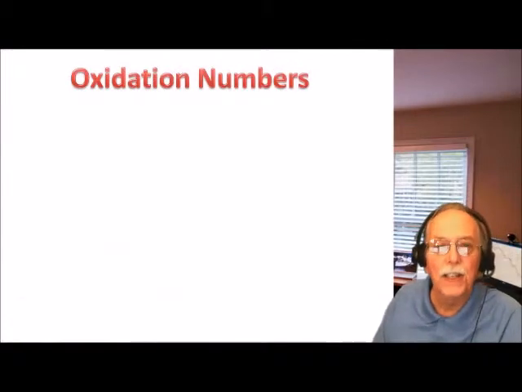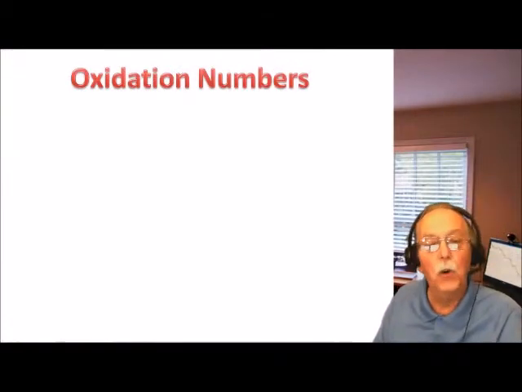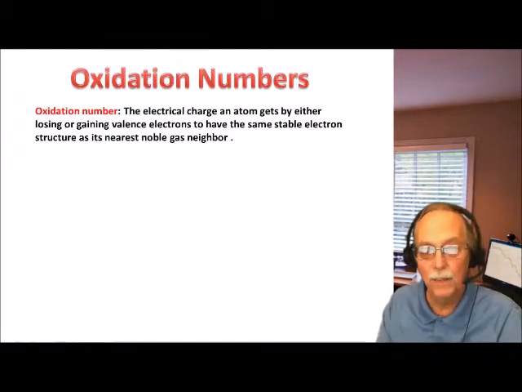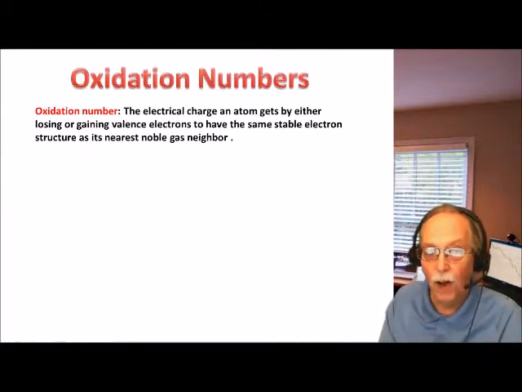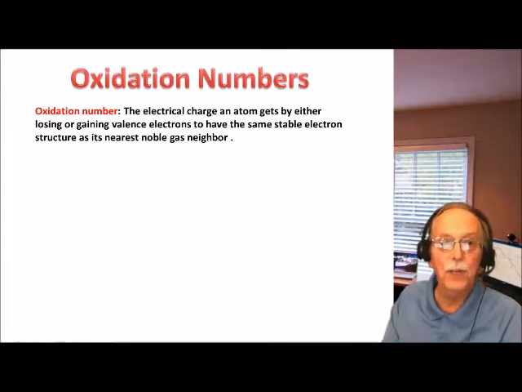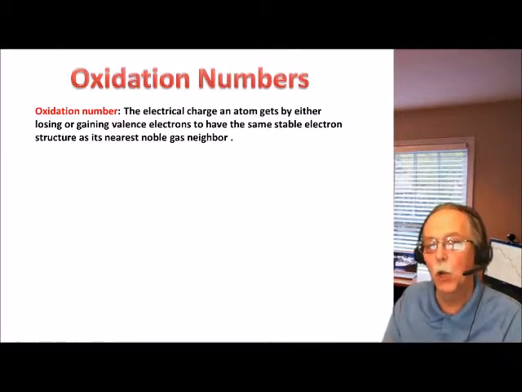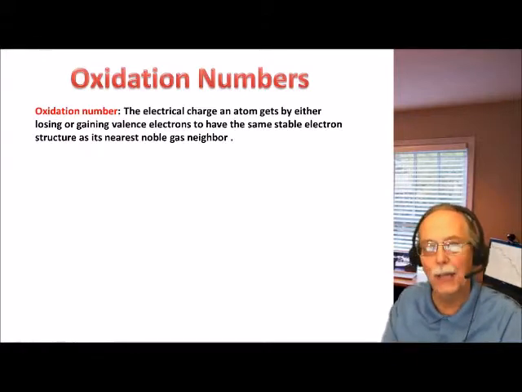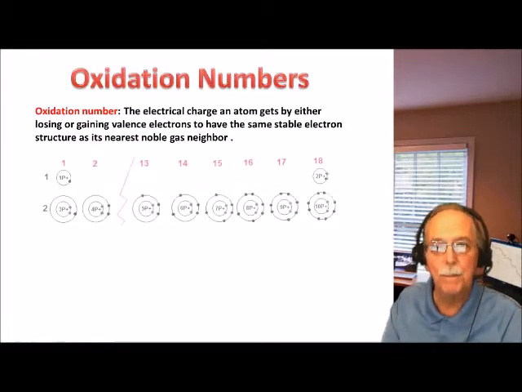Well, let's go ahead and look at another atom. And of course, we want to remember our definition for oxidation number. Oxidation number is the electrical charge an atom gets by either losing or gaining valence electrons to have the same stable electron structure as its nearest noble gas neighbor. Noble gas neighbor, that's important. Remember the last couple of atoms we looked at, the nearest noble gas neighbor was neon. Watch what happens this time.